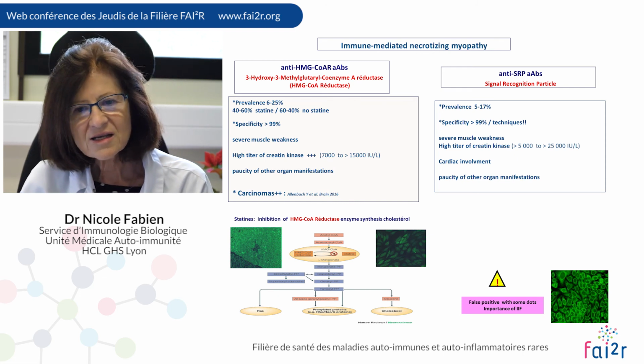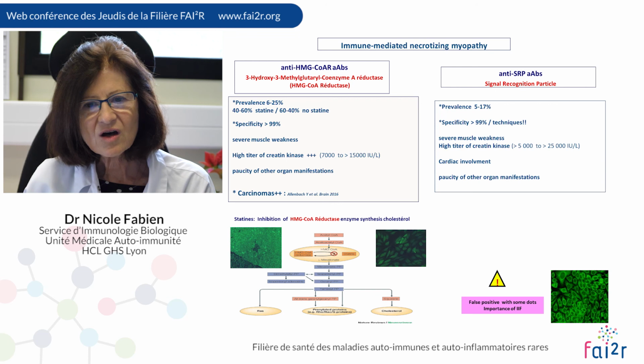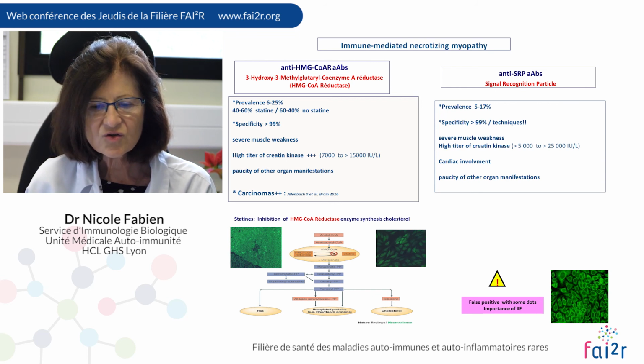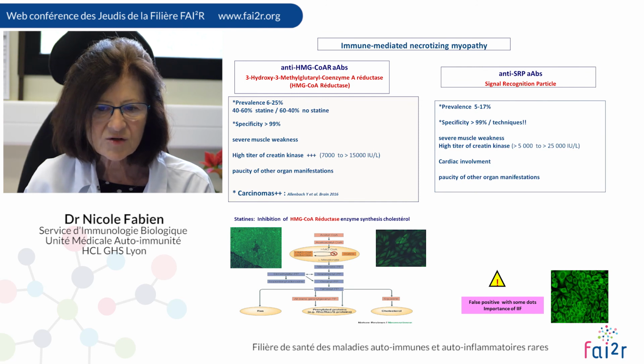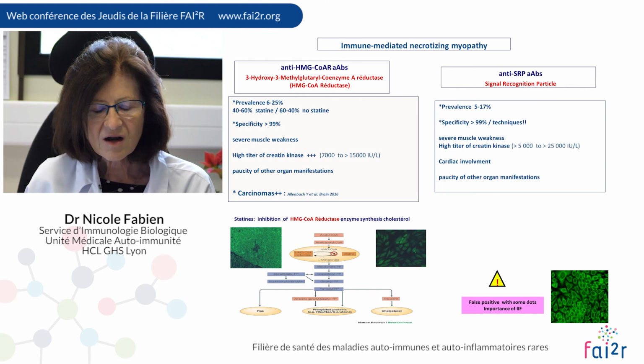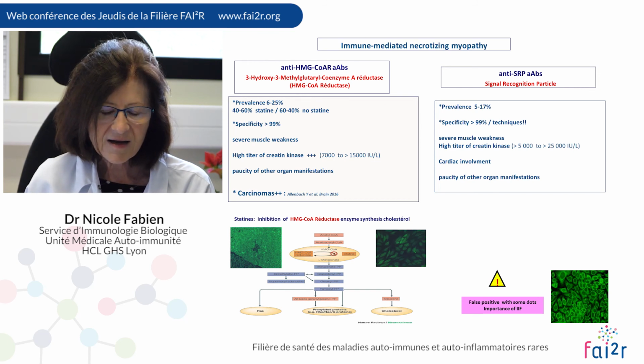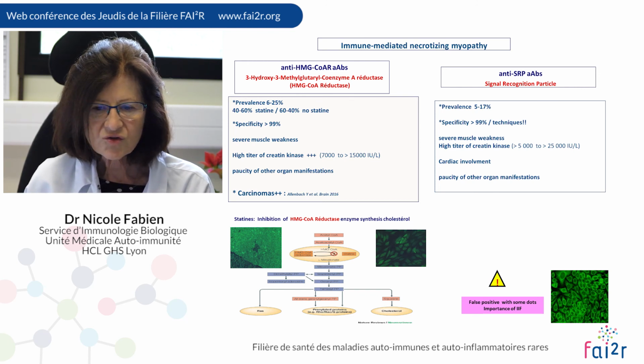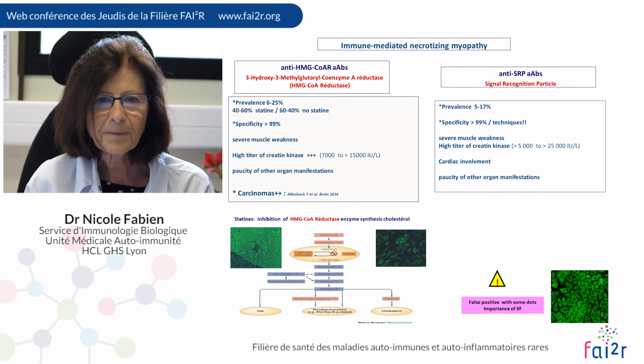For anti-SRP antibodies, it's not the same because you should have a typical pattern on HEp-2 cells to really show that the antibodies are positive, because some dots give false positives. Sometimes they are low level, but sometimes high level. Anyway, you should have both typical pattern and identification with some dot.